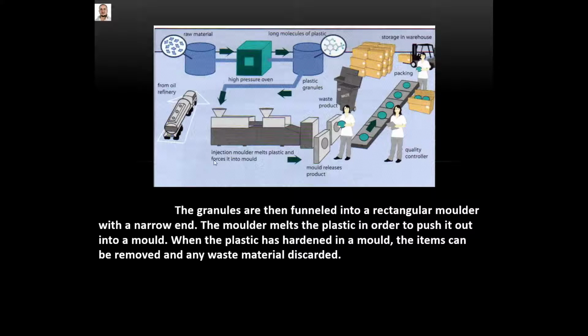Again, the granules are then funneled into a rectangular molder with a narrow end. The molder melts the plastic in order to push it out into a mold. When the plastic has hardened in a mold, the items can be removed and any waste material discarded, because here we have the waste product. And here you can see that the quality controllers are checking the product.